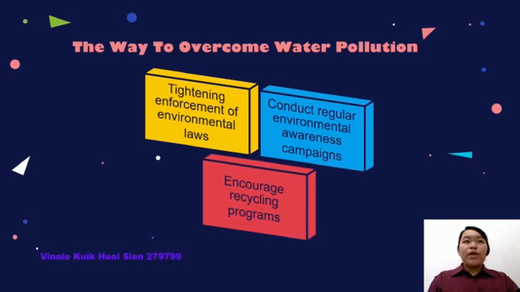The first way to overcome water pollution is tightening enforcement of environmental law. This can be done through the enactment of the Environmental Act to prevent the destruction of water in particular. These acts are enforced to prevent water pollution. These actions should be taken immediately before it is too late. Enforcement and implementation of the Act are needed in order to prevent the public from dumping garbage into the river.